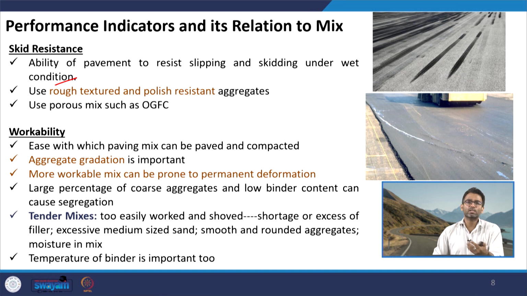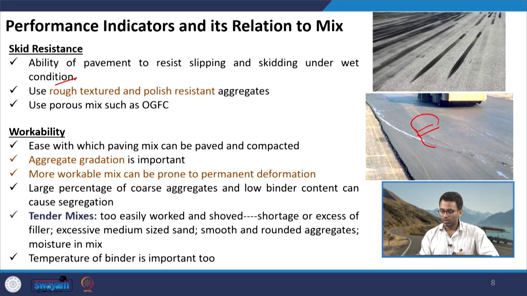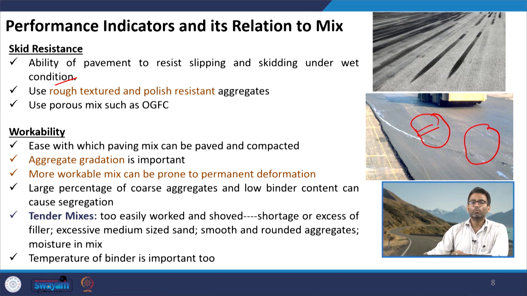We have already discussed the compaction process previously. Sometimes, as you can see in this picture, irregularities can occur, and this is attributed probably either to the process of compaction, or to the temperature of the mat, or probably to the poor mix, which is sometimes also called a tender mix. So, aggregate gradation is very important here.